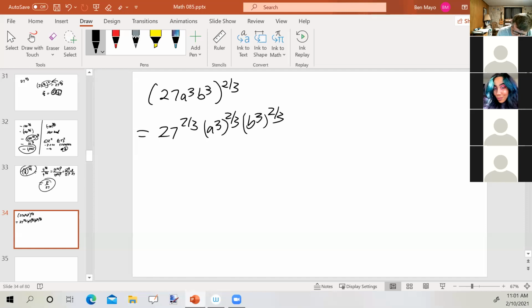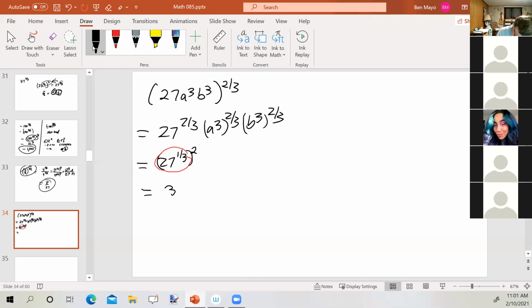27 to the 2/3 power, that's like 27 to the 1/3 power and then squared. What's the cube root of 27? So what's this piece of it? What times itself times itself? 3. Yes, so this would be 3 squared or 9.